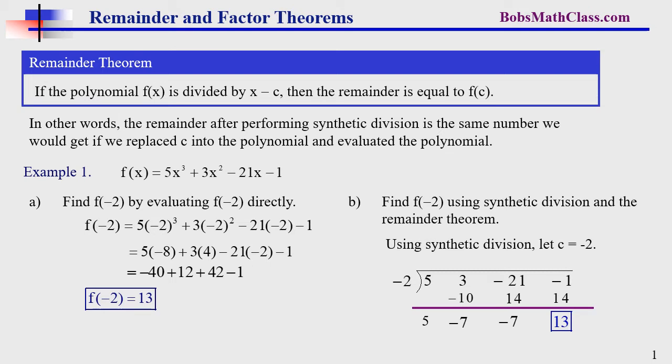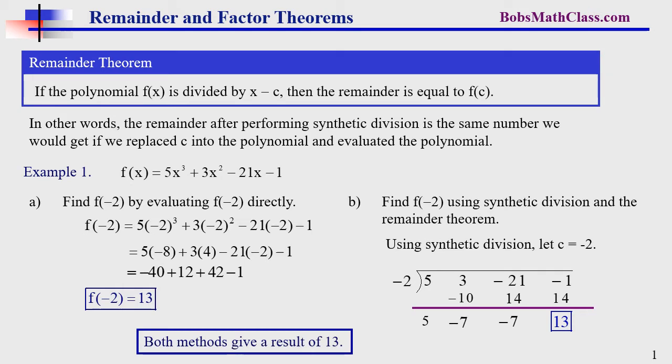You could either plug in the number into the equation, or you could use synthetic division. Honestly, for many reasons, I should say, the synthetic division is probably better to use most of the time. And you'll see why in a little bit. Okay, so both methods give a result of 13.